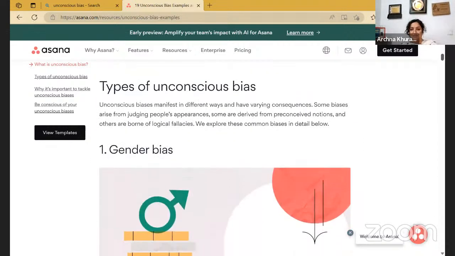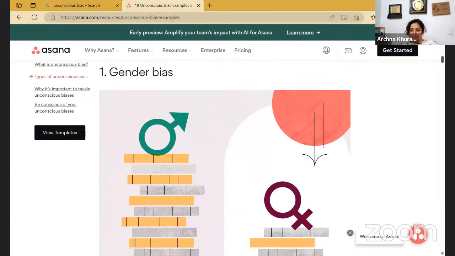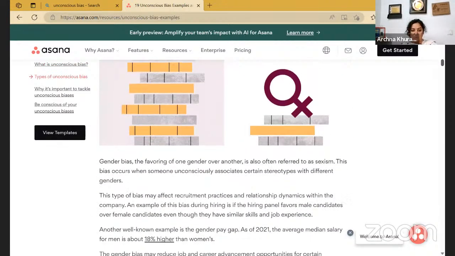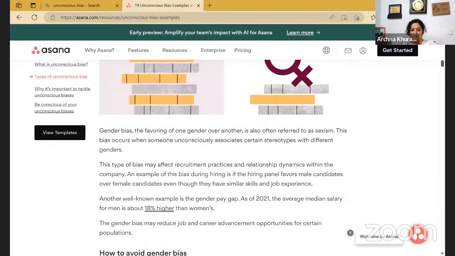So the number one is gender bias. Very common. Everybody knows about it. What kind of gender bias? And gender bias is not just female and male as mentioned here. Again, transgenders now are also part of it. So what do we call it? The gender bias is basically favoring one gender over another.